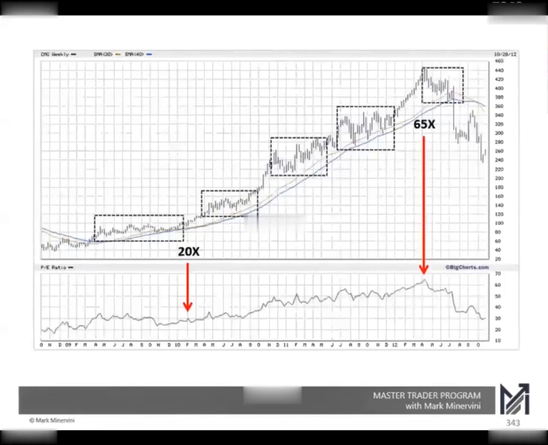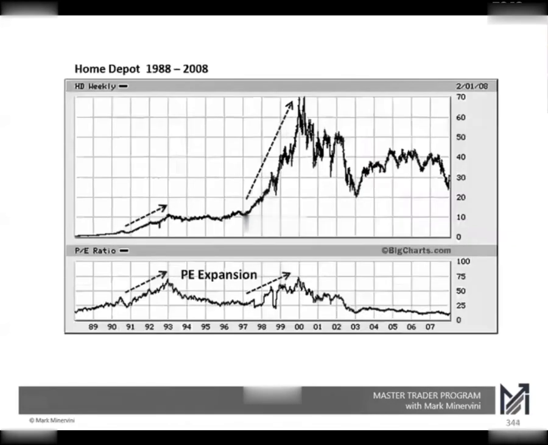CMG, here's another one. This really made a big move as far as the PE is concerned. You went from 20 times earnings to 65 times earnings. So that's triple. That's running up 3 times over the earnings. 1, 2, 3, 4. Now you're on your fifth base here, and then boom, you get the break, and you're coming off here, and that's the top.